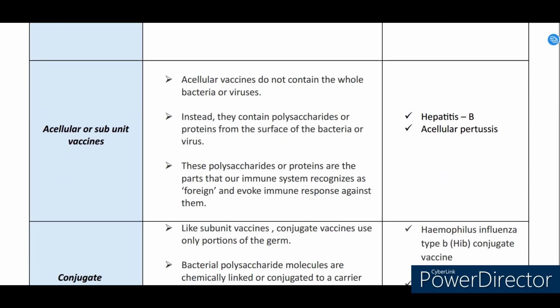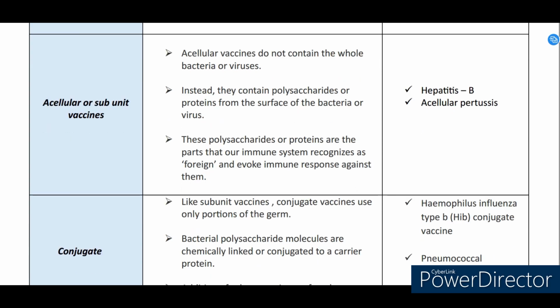Next is acellular or subunit vaccine. Acellular vaccines do not contain the whole bacteria or viruses. Instead, they contain polysaccharides or proteins from the surface of the bacteria or virus. These polysaccharides or proteins are the parts that our immune system recognizes as foreign and evoke immune response against them. Examples include hepatitis B, acellular pertussis.